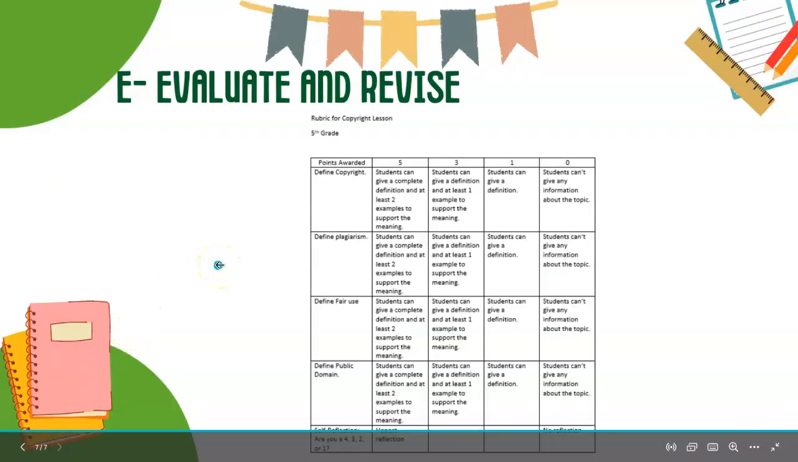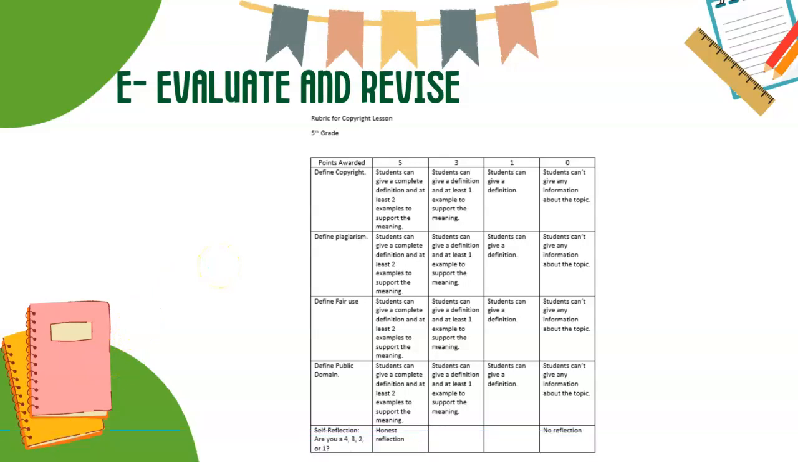And then here is the rubric for the copyright lesson for the 5th grade class. I would like for them to be able to define the 4 words: copyright, plagiarism, fair use, and public domain. To get a 5, they would have to give a complete definition and at least 2 examples to support what materials are included or what materials are not included for copyright.